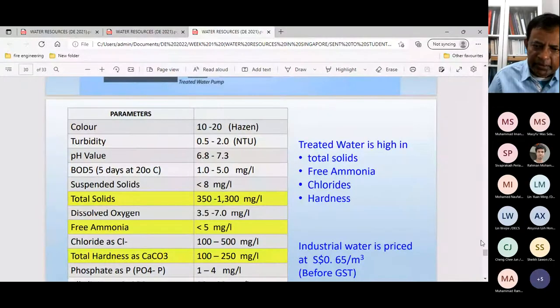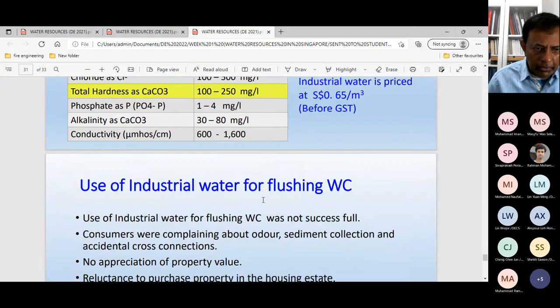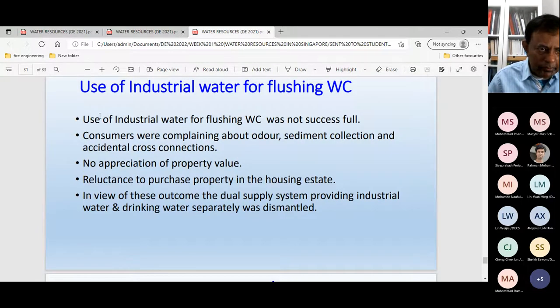So because of the contaminants, industrial water is not meant for drinking purposes. This was the first initiative to reclaim wastewater for industrial, non-potable use. This water can only be used for industrial purposes and flushing, and of course, they tried to supply this water to the flats. There was one estate known as Pandan housing, which was developed by JTC.